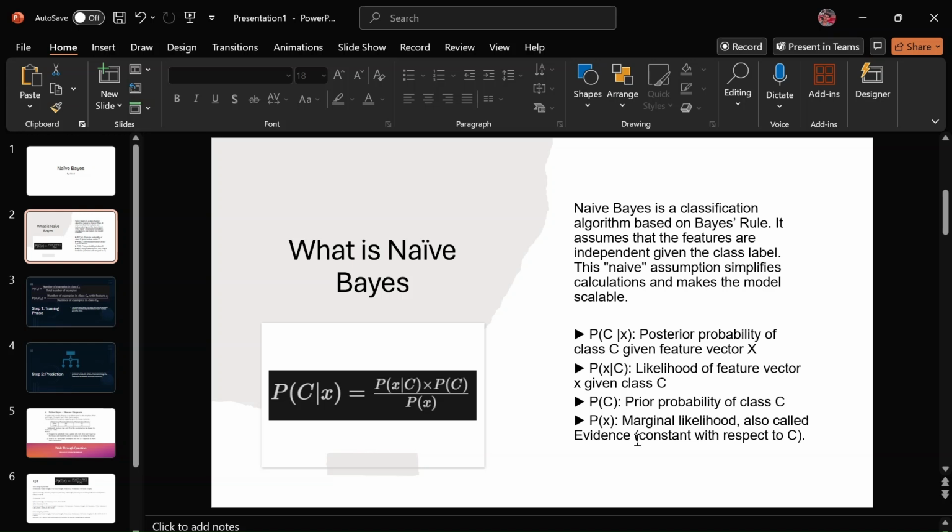And finally, the denominator here is the probability of X, just simply the marginal likelihood. And it's also just called the evidence. We'll see what this means a bit later. It will make more sense.